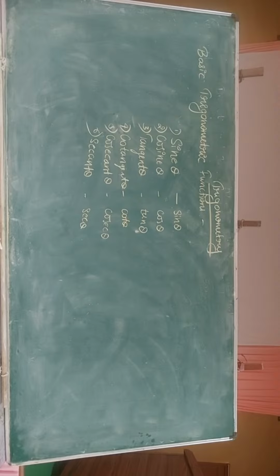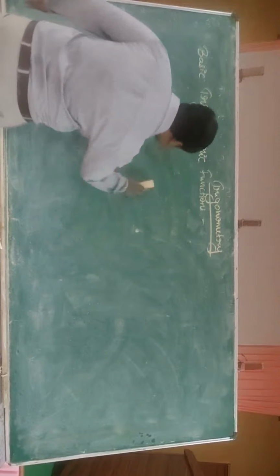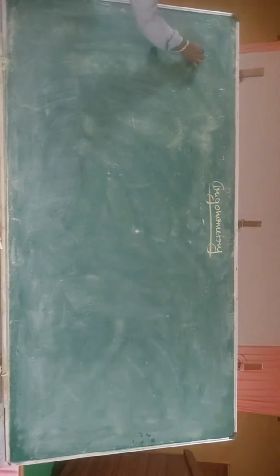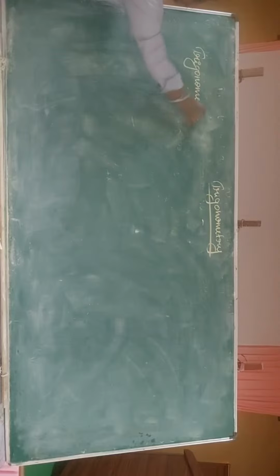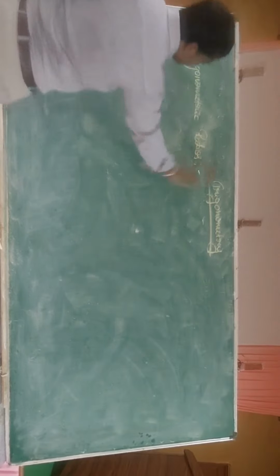Now, right side heading, trigonometric ratios. These are the 6 basic trigonometric functions. See, as I told you, the whole trigonometry depends upon only the right angle triangle.